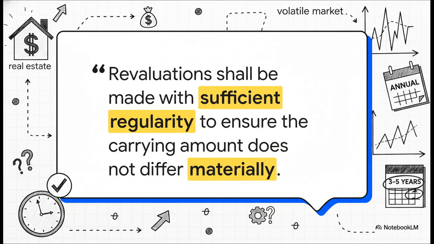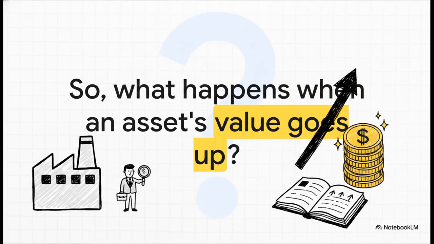Well, for something stable, maybe it's every 3 to 5 years. But if you're talking about assets in a really volatile market, like certain kinds of real estate, you might need to do a revaluation every single year. All right, let's walk through an example.